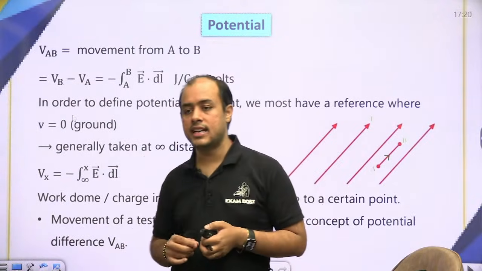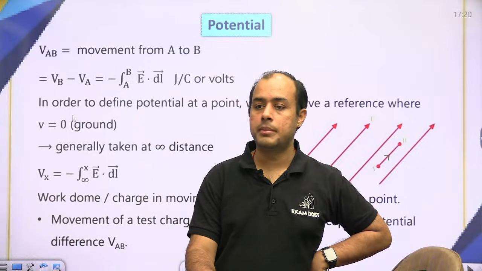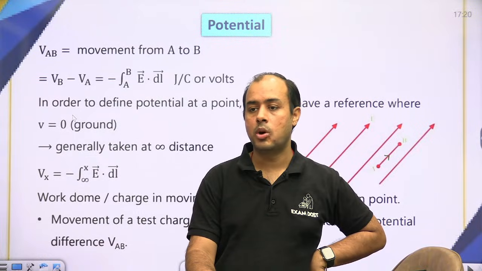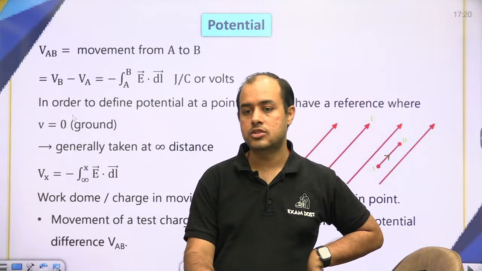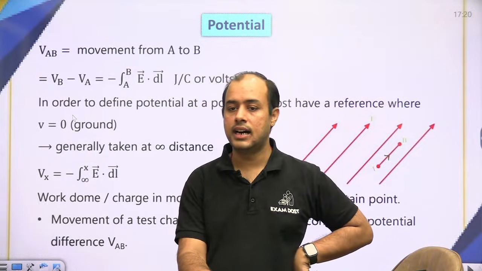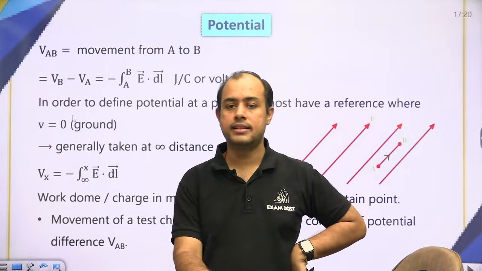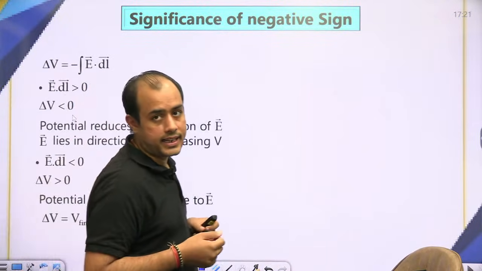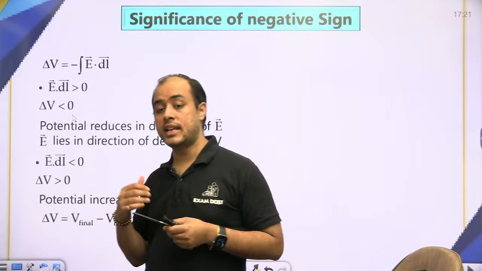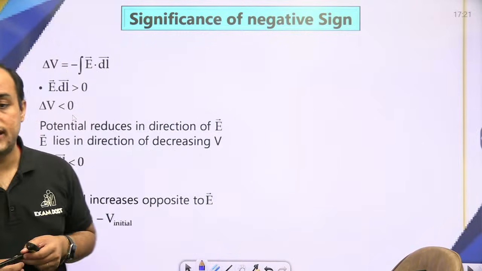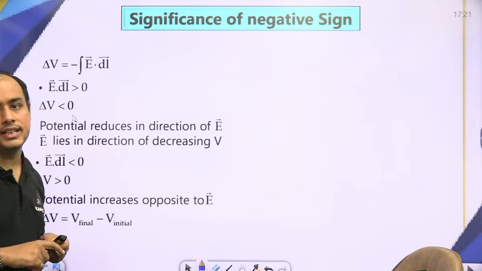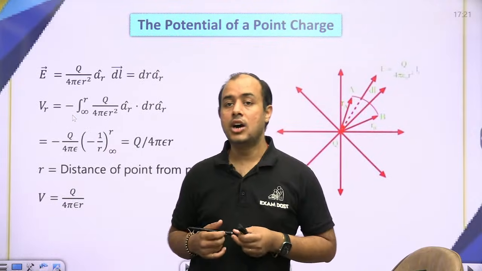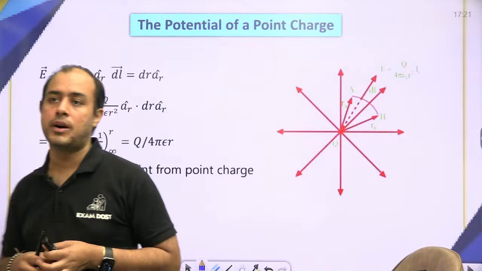Work done per unit charge in moving a charge from infinity to a point. When we move a charge from infinity to a point, the work done per unit charge is called as the potential. ठीक है? So now, why there is a negative sign, beta? Because potential decreases in the direction of field, potential increases opposite to the electric field, and that is why negative sign is there.